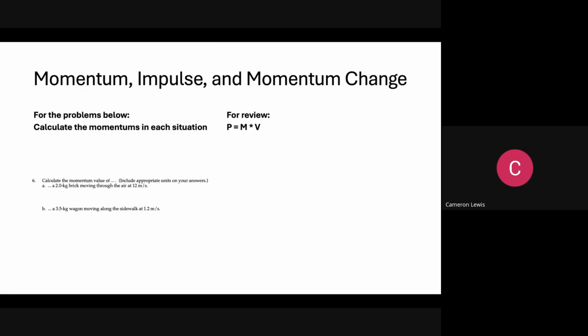You do need a direction. It just didn't give you one. So we'll be fine with 24 kilogram meters per second for now, but we do need a direction, so keep that in mind. Second one, we have a 3.5 kilogram wagon moving along the sidewalk at 1.2 meters per second. What is the momentum? 3.5 times 1.2, which would be 4.2. I heard it in person as well. All right.